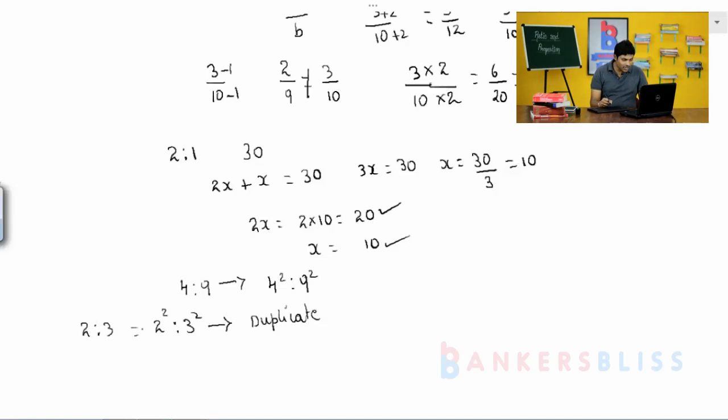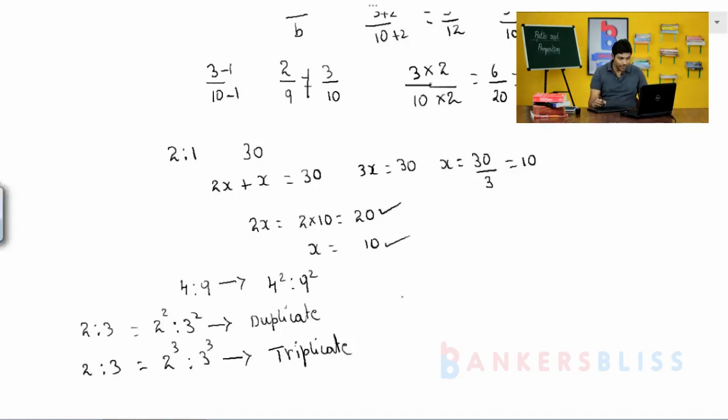Next, see here, you take the same ratio 2:3, which gives 2 cube is to 3 cube, which is the triplicate ratio. So, 2 cube is to 3 cube is the triplicate ratio, meaning if you cube the given values, then you get the triplicate ratio.